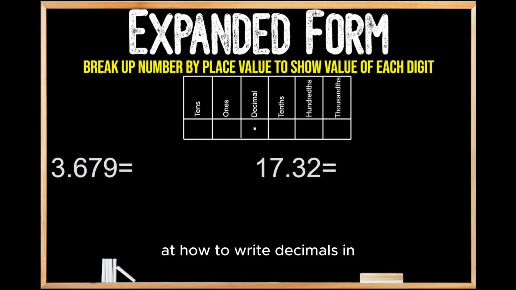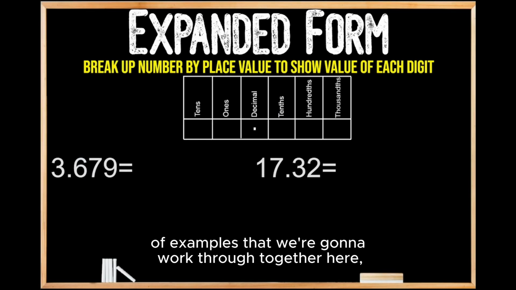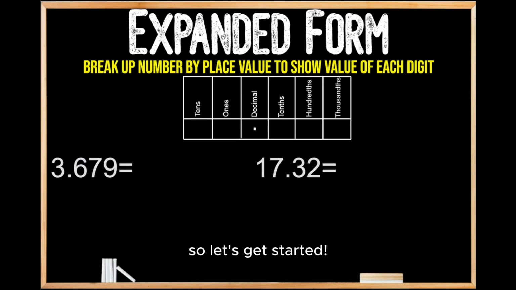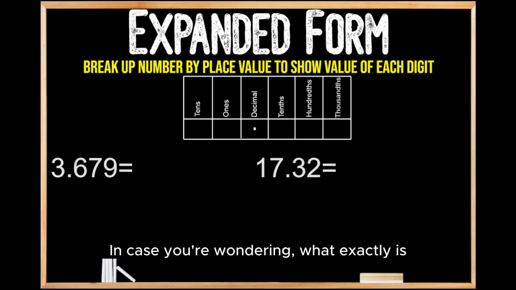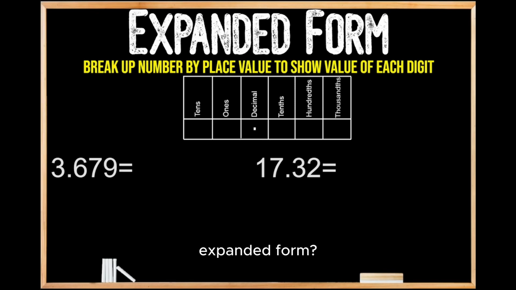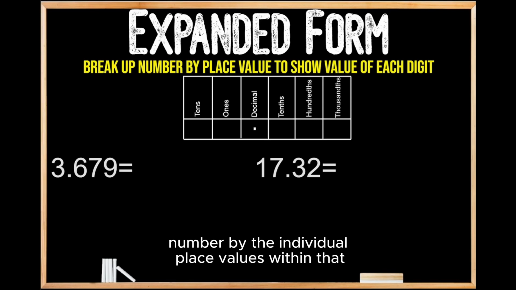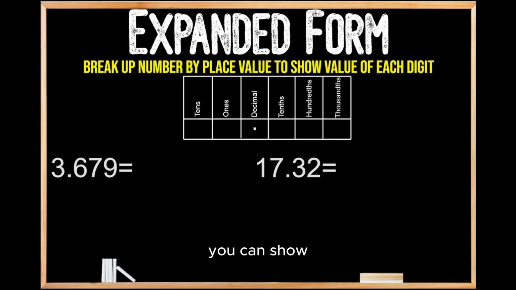Today we're going to be looking at how to write decimals in expanded form using fractions. To show this, we have a couple of examples that we're going to work through together here, so let's get started. In case you're wondering what exactly is expanded form, well, expanded form is a way of writing a number where you're going to break up that number by the individual place values within that number so that you can show the value of each digit within that number.